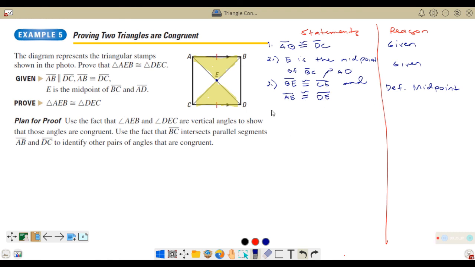Okay, now punta na tayo sa statement number 4. Ayan, meron na tayong mga corresponding sides. Kompleto na. We have AB is congruent to DC, BE is congruent to CE, AE is congruent to DE. May mga corresponding sides na tayo. Corresponding angles naman. May clue tayo dito. Gamitin daw natin una si vertical angles. So, we have angle AEB is congruent to angle CED. Tama?